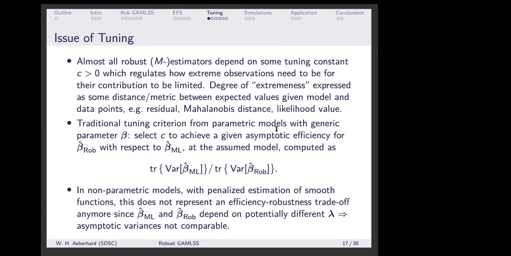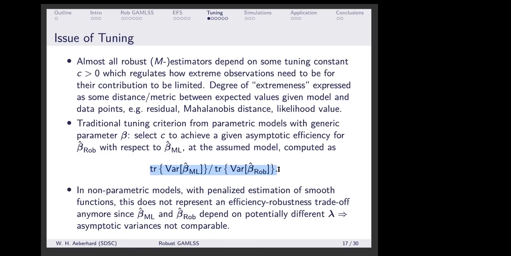The second issue I wanted to discuss a bit more in detail today is this issue of tuning. As I already summarized a bit at the beginning, a robust estimator needs to be tuned or calibrated for a certain trade-off. If you think of a parametric model where maximum likelihood would be your benchmark, the way it was done pretty much all the time so far was to look at asymptotic variances or covariances, take the trace and take a ratio of those traces. And this would be your efficiency criterion.